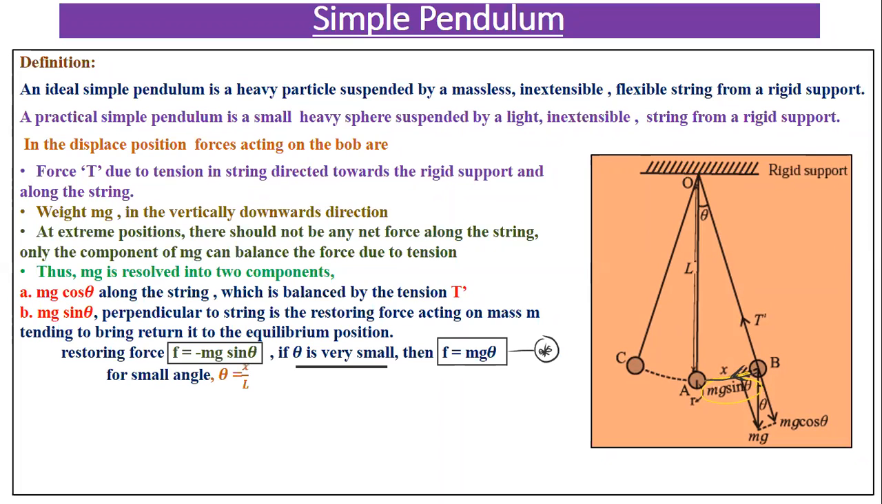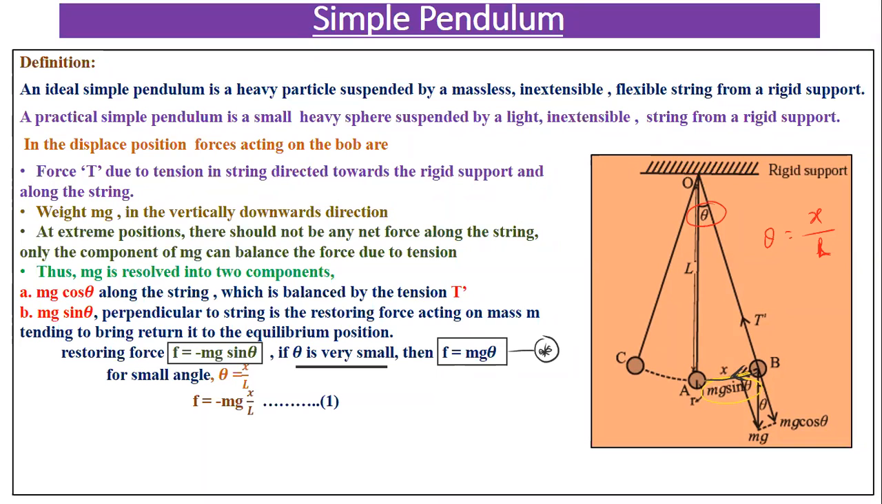For small angle theta, you already learned in geometry: if this angle is small, then this angle theta is equal to this arc x divided by the length of the string L, so x by L. So for small angle theta, we can write theta is equal to x by L. Now instead of theta, we substitute x by L.